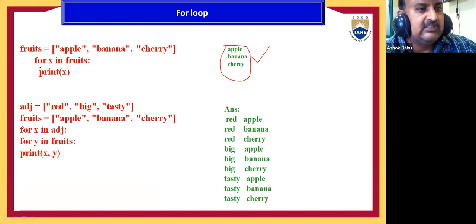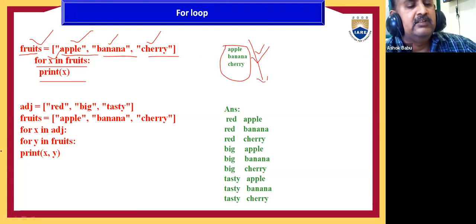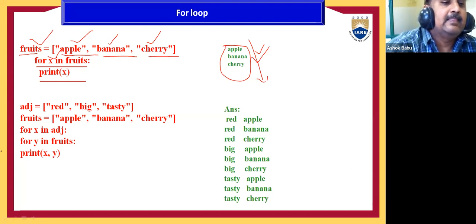To print the three strings, I am assuming fruits is a variable. Fruits equal to apple, banana, and cherry. So there are three strings in the variable fruits. For x in fruits, print x, where x is also a variable. If you write this program, it will print all three strings in horizontal fashion.